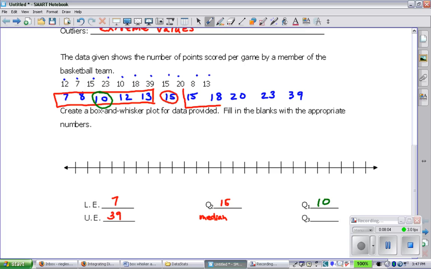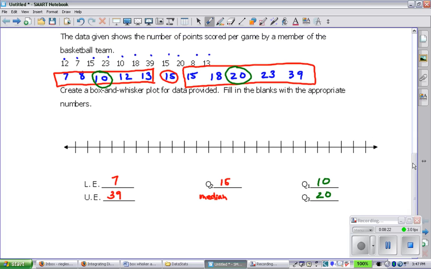Now Q3 is the median of the upper values. So all of the data to the right of our median, which is everything in this rectangle. Again, there are 5 values. What is our middle number? It is 20, 20, 20. There you go. Similar to the 10 song. So those are our 5 key numbers. Boom, done. Now all we have to do is make our graph.